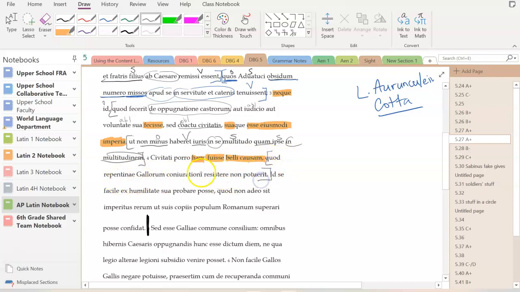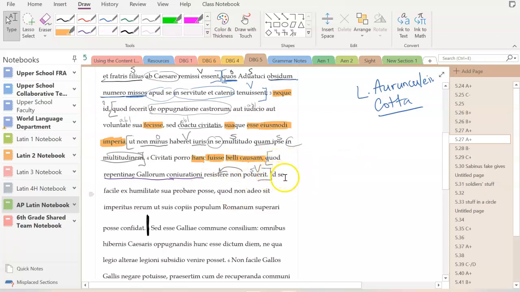We'll go through potuerit. Because I don't see a subject, so this is my subject and verb. He was not able to resistere, which is a compound verb that takes the dative case, to resist the object. A repentinae coniurationi, and then you put a genitive in there with it, of Gallorum. So because does make sense.